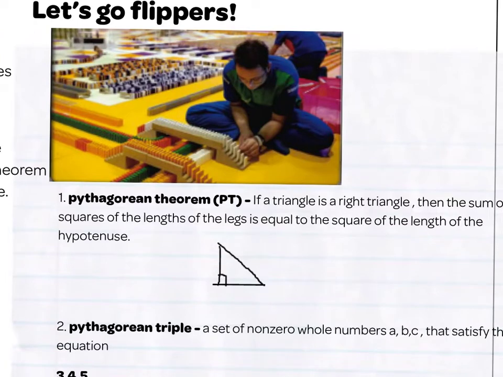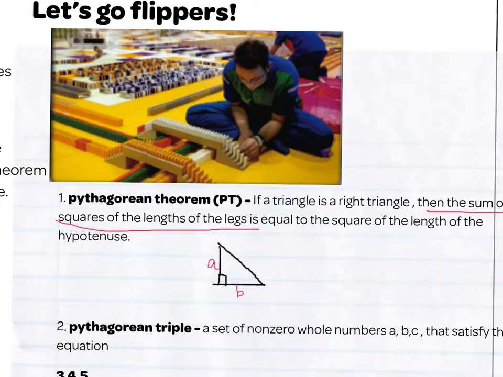Please draw a right triangle. Make sure you put the little right angle in the corner, and we're going to talk about this part of the theorem. The theorem says, if a triangle is a right triangle, then the sum of the squares of the lengths of the legs. So let's find the legs in the triangle. Here is a leg, we'll call this one A. And here's another leg, we'll call that one B.